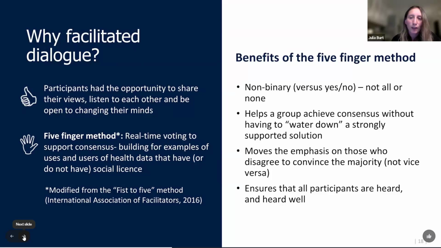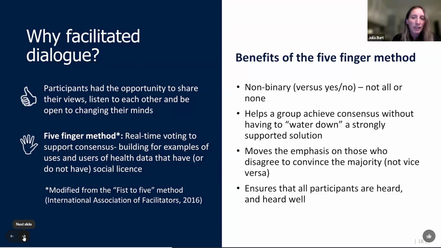So we used this 5-finger facilitation method to help the participants come to consensus. The good thing about this method is it's not a yes/no binary approach. It's not voting per se. It's really a real-time expression of people's thoughts about a particular statement. As an example, the facilitators would read out a statement like, it is within social license for health data to be used by X. And then the participants would show on their fingers or hands how much they supported that. So a fist would be complete opposition, 5 fingers would be full support, or anywhere in between.